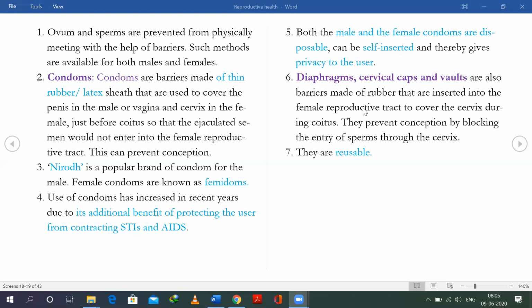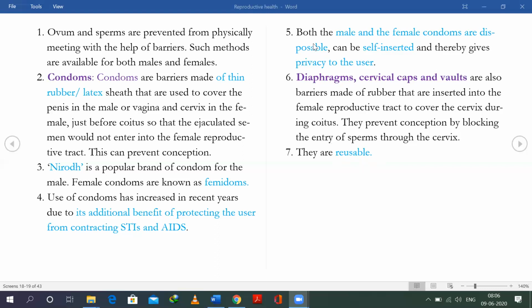Our next item for the discussion is the diaphragms, the diaphragm, cervical caps, as well as vaults. So these are also barriers, but these are the cups. These are the cups, as a matter of fact, and they can be reusable. They can be reusable, but the condoms are disposable. They cannot be reused. And this can be self-inserted, thereby giving privacy to the user.